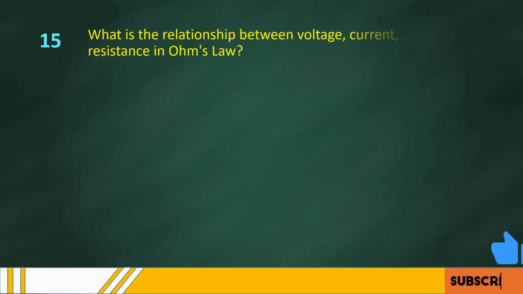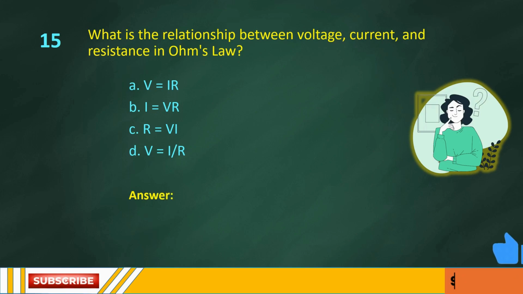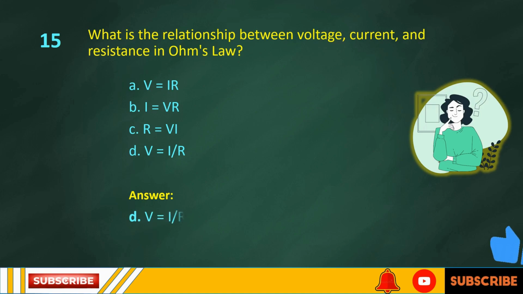What is the relationship between voltage, current, and resistance in Ohm's law? A. V equals IR. B. I equals VR. C. R equals VI. D. V equals I/R. Answer is D. V equals I/R.